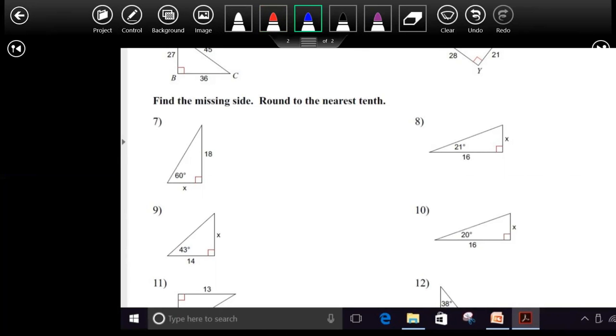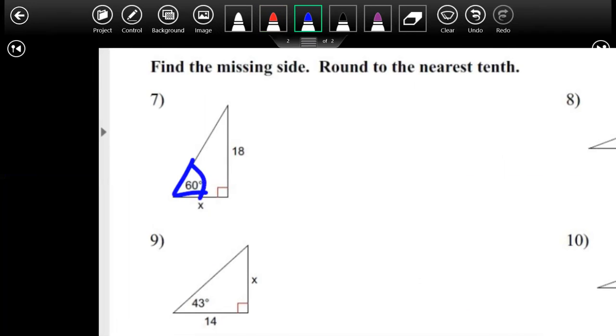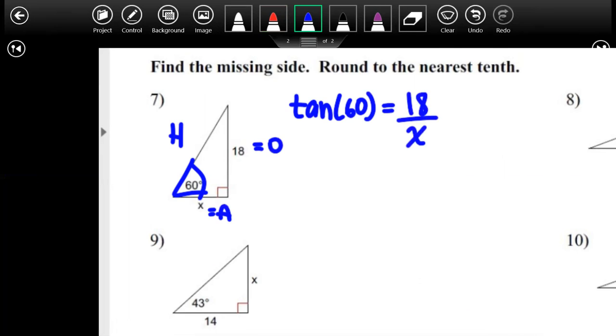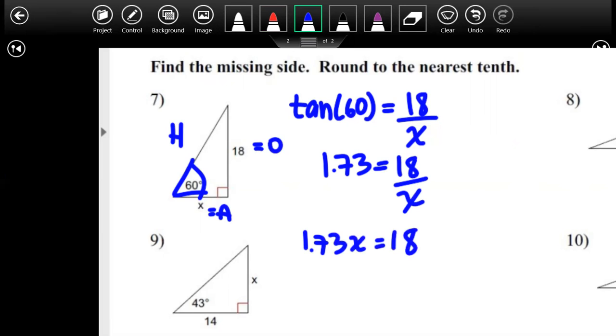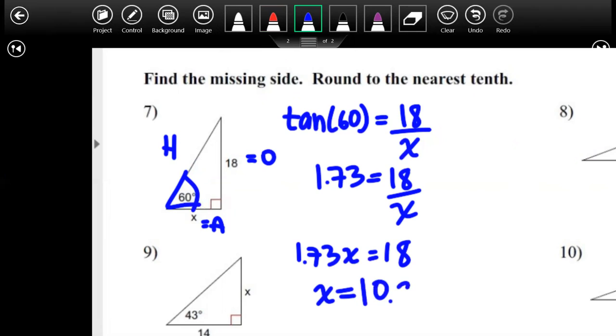Find the missing side, round to the nearest. What is our reference angle? 60 right here, right? The opposite side is 18. The adjacent side is x. Hypotenuse is on the top side. Tangent of 60 is opposite over adjacent, 18 over x. Tangent of 60 is 1.73. Cross multiply: 1.73x is equal to 18. Then what do I do? I divide. Divide out, we get x is equal to 10.39. Now you guys probably got 10.4. It's okay. If you're 1/100th off, you are okay. I'm not going to say you're forever wrong.